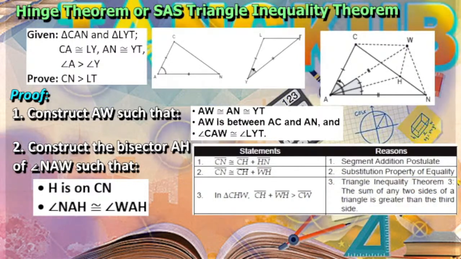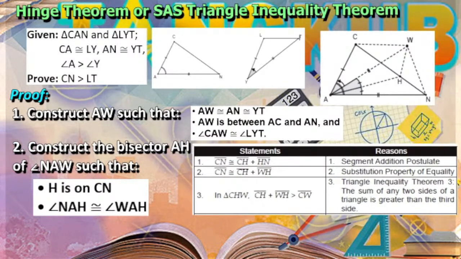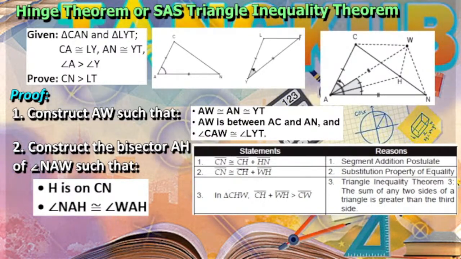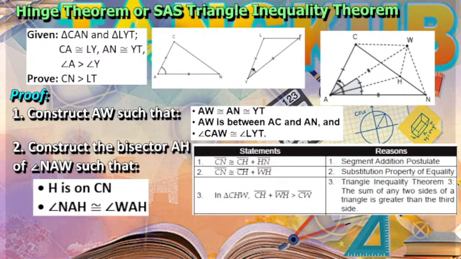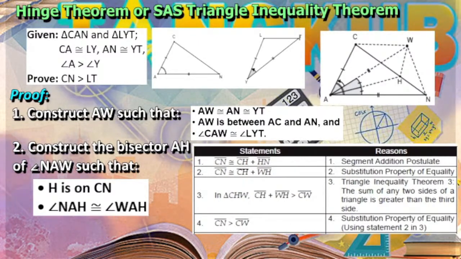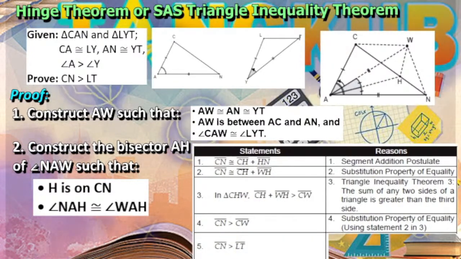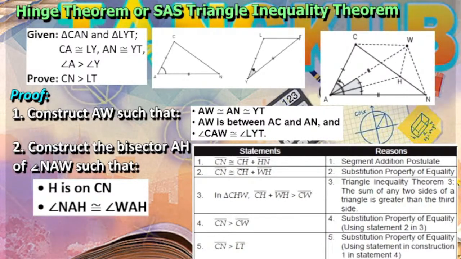Reason, triangle inequality theorem 3 that states that the sum of any two sides of a triangle is greater than the third side. Next statement, CN is greater than CW. Reason, substitution property of equality using statements 2 and 3. Then, therefore, CN is greater than LT. Reason, substitution property of equality using construction 1 and statement 4.